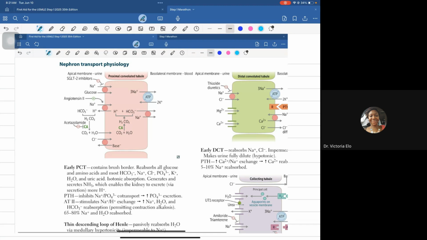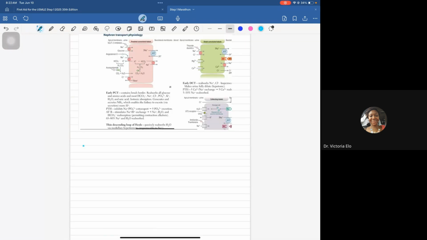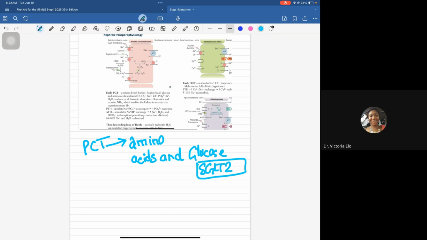First of all, the first thing that you need to remember about the proximal convoluted tubule is that it's going to absorb two things completely. What are those two things? Amino acids and glucose. All of the amino acids and glucose are going to be absorbed here. And here we have the famous transporter, which is known as the SGLT2 transporter. So SGLT2 inhibitors are going to work here, and they're going to cause glucose excretion in the urine.